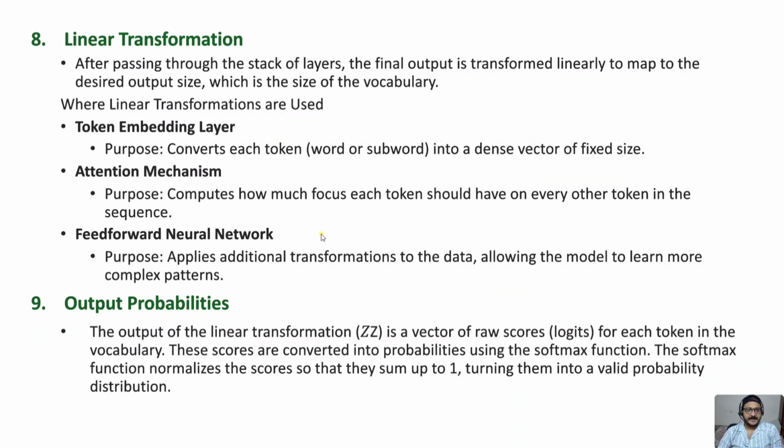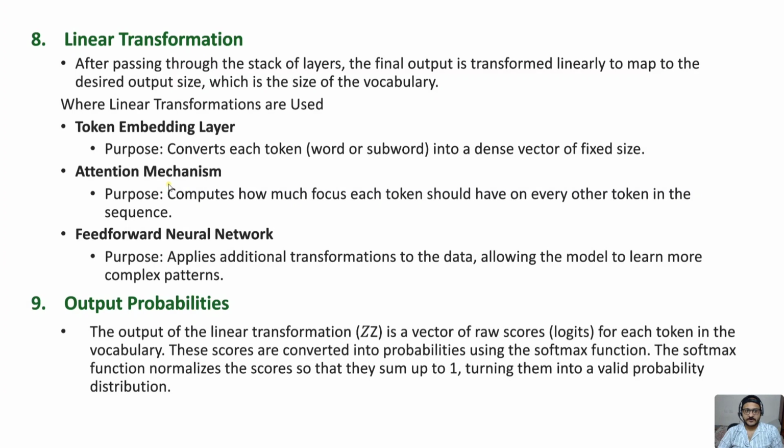The eighth, here we have linear transformation. So after passing through the stack of layers, like multiple layers, the final output is transformed linearly to map to the desired output size which we actually want, which is the size of the vocabulary. And the linear transformation is applied on which layers? The token embedding layer. What's the purpose here? To convert each token into a dense vector of fixed size.